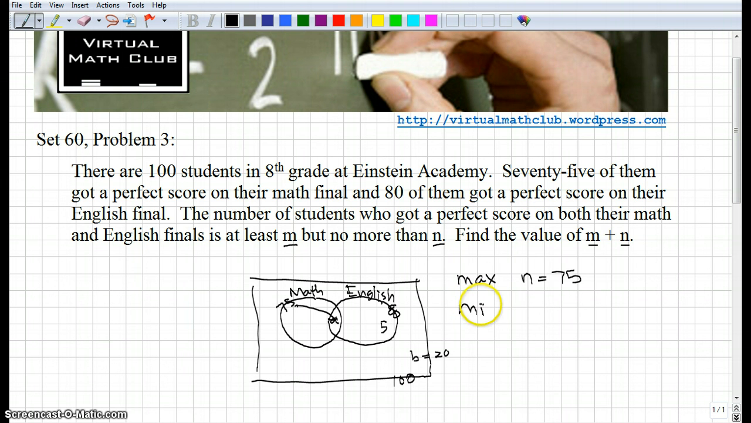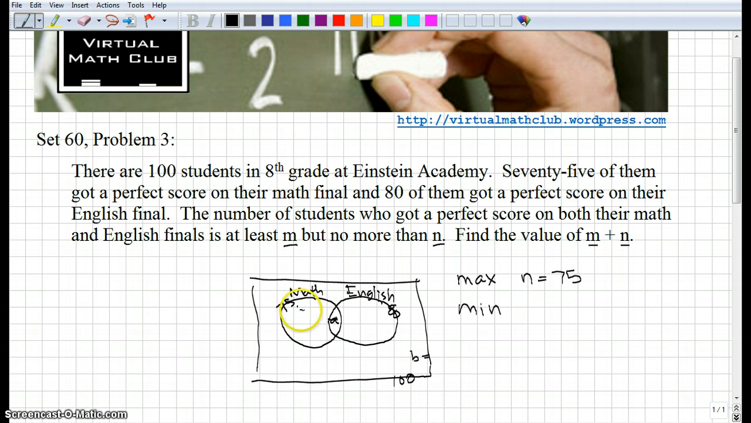Let's look at what the minimum would be. What's the minimum number of kids that could be in this intersection? Let me erase some of this stuff because I'm now dealing with a different problem, and I don't want it to get messed up. So I'm going to erase this line, erase that.